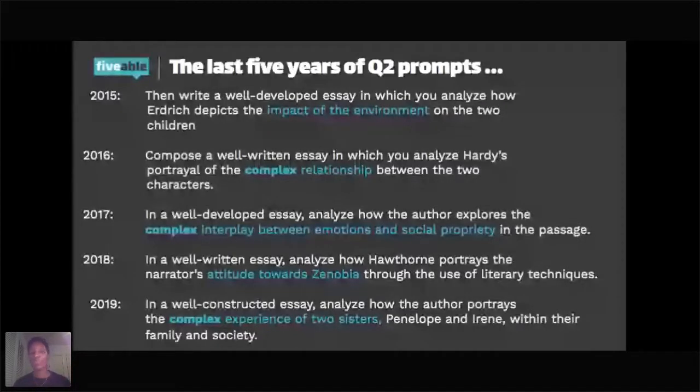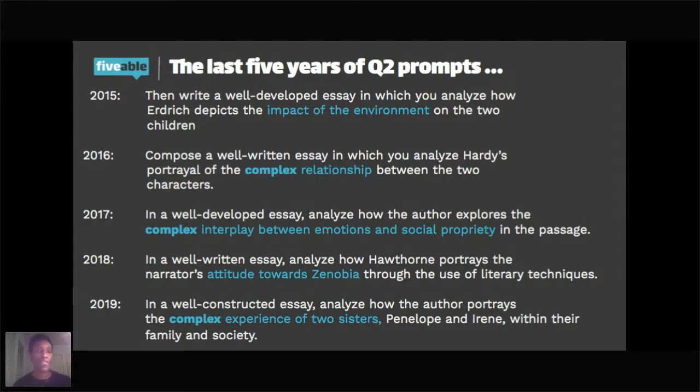And this wording is going to be very similar. I think that 2017, you may have heard about the Peregrine Pickle prompt. Say that 3 times fast. But you may have heard about the Peregrine Pickle prompt, and it's a little bit different. But there's always write a well-developed essay or well-written essay, well-constructed essay. Like, they don't have to tell you that. That's the point, right? But in a well-constructed essay, analyze how the author blank.